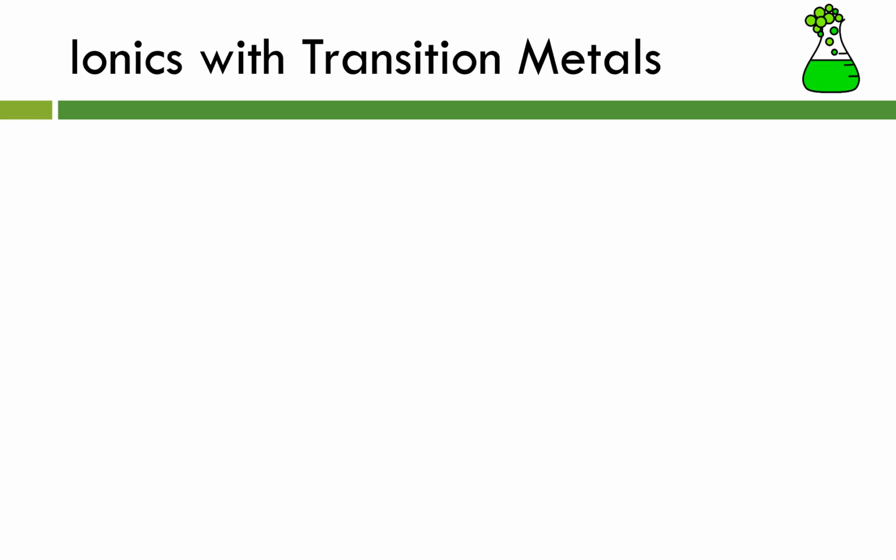Let's make it a little bit more interesting. Let's talk about ionic compounds that have transition metals in them. If you take a look at the group 1 and 2 metals on the periodic table in the upper right-hand corner, you'll see that all of them just have one possible charge or oxidation state listed. However, if you look at the transition metals, the d-block elements in the middle of the table, you'll see that many of them are able to take on multiple oxidation states or multiple charges.